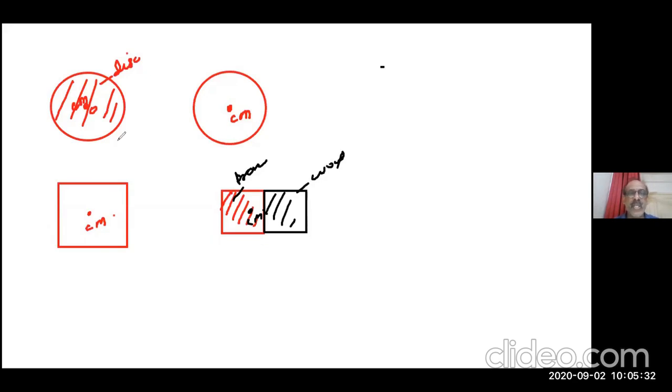Then you can draw this diagram. Center of mass depends on the geometrical shape. Here this is iron, a denser region, and this is a lighter region, wood. So the center of mass is shifting here.